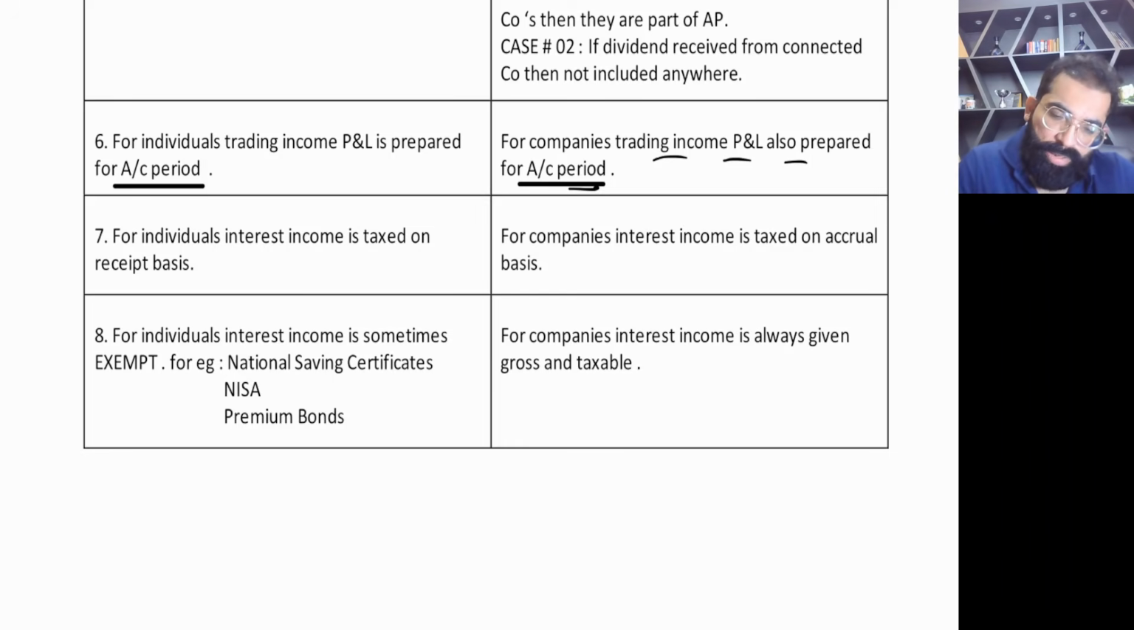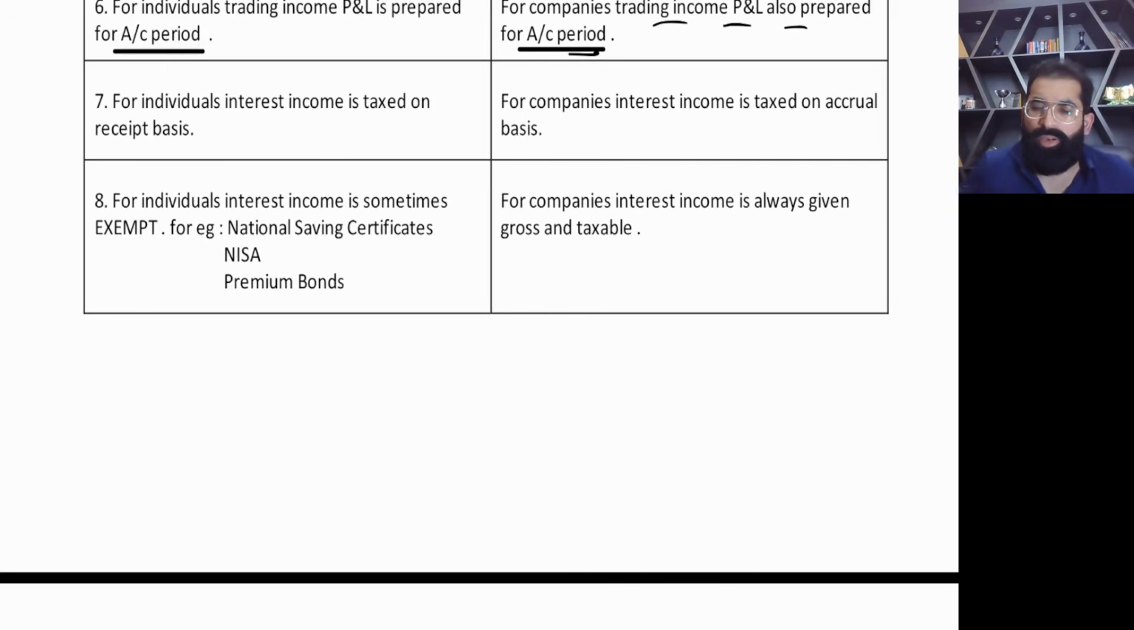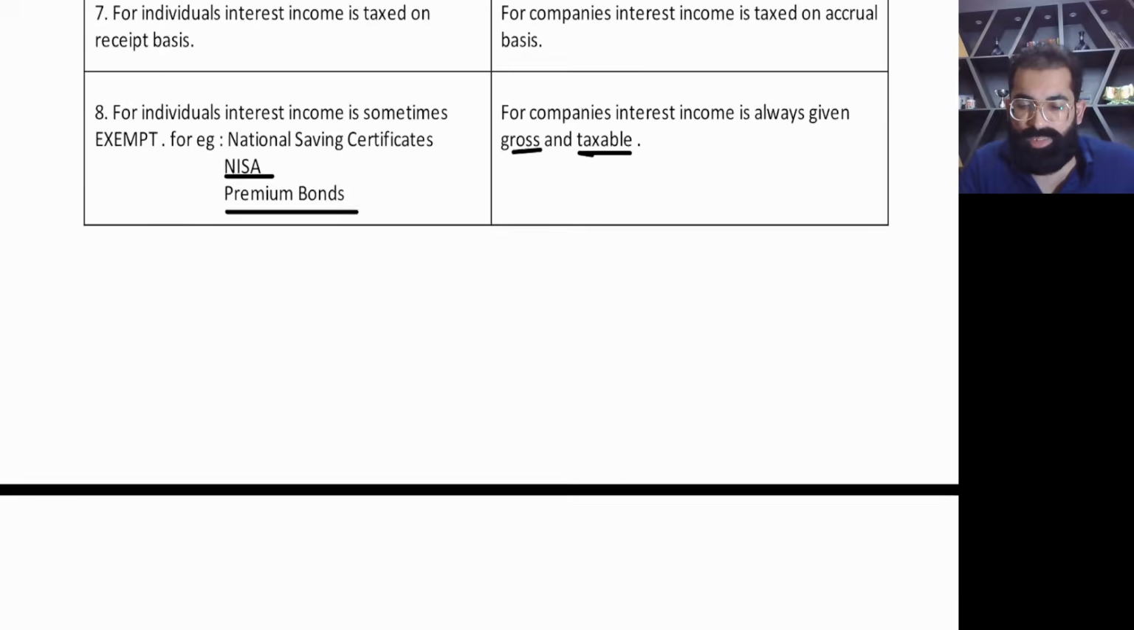Now, point number 7, I have already covered this earlier. For individuals, interest income is taxed on, yes, it is covered. Then for individuals, there are some incomes which are exempt: interest income from national savings certificates, then you have NISA, new individual savings account, and premium bonds. These are exempt for individuals, but for companies interest income is always taxable, and they are always gross. No such exemptions for companies.